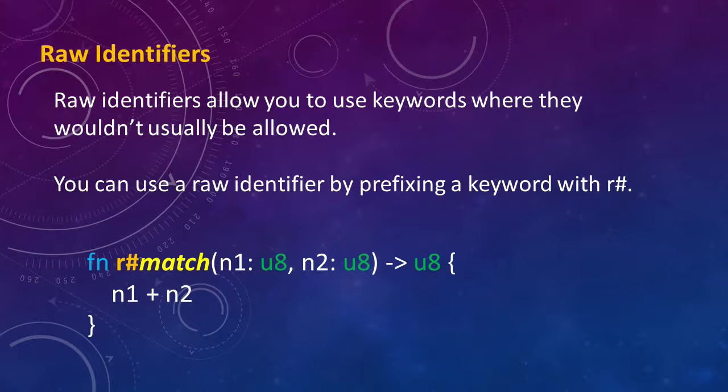Here is an example function. Match is a reserved keyword. We cannot use it for any variable or function name. But using r# prefixing, we can use it in Rust. Let us see it in action.